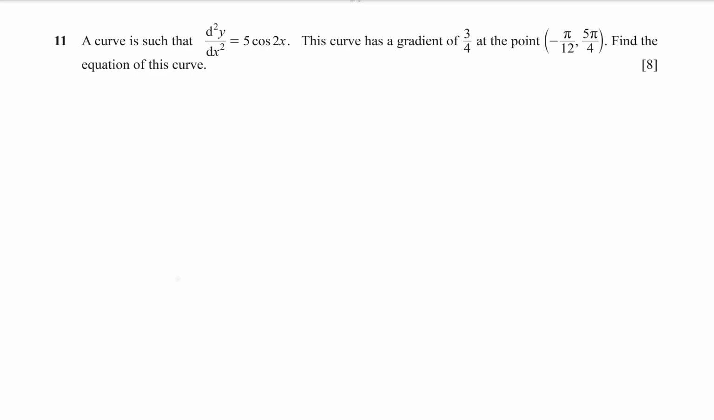What you're trying to say is, dy by dx will give you this. Is that correct, Amrita? Okay. Now, when you integrate cos 2x, you will get sine 2x. Now, you need to anticipate that 2 being a factor after differentiation. So, you say 5 by 2 sine 2x.